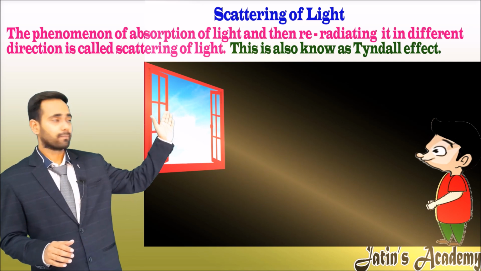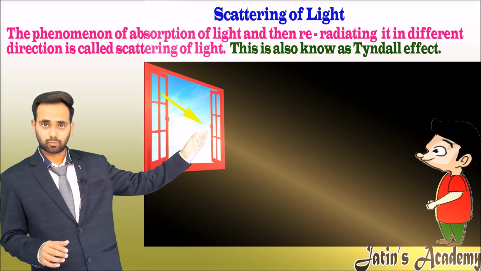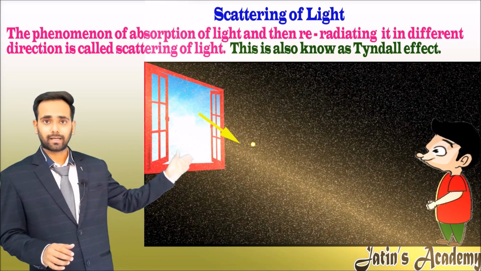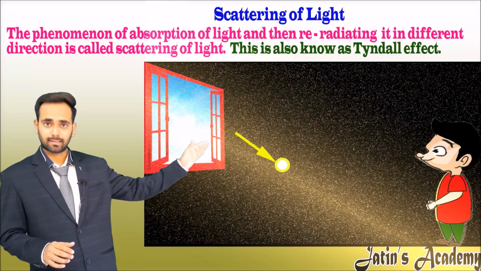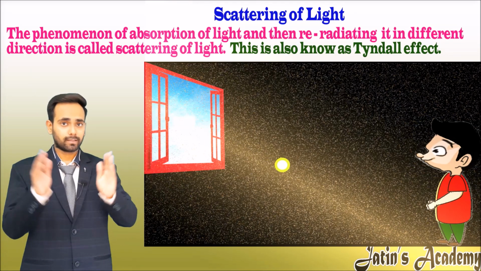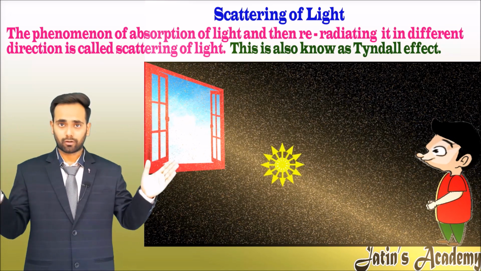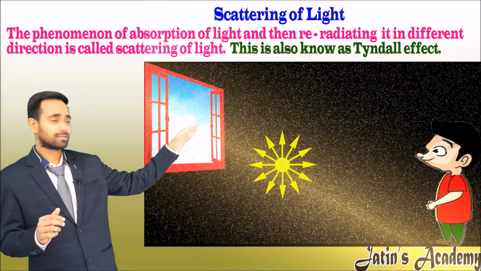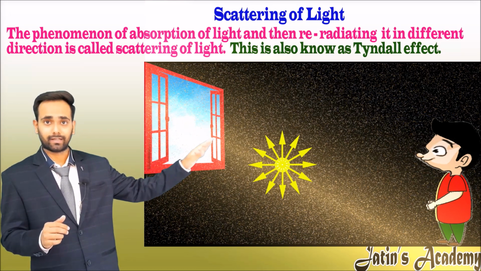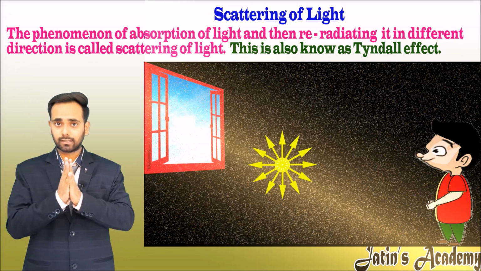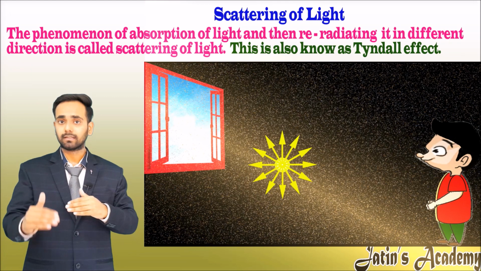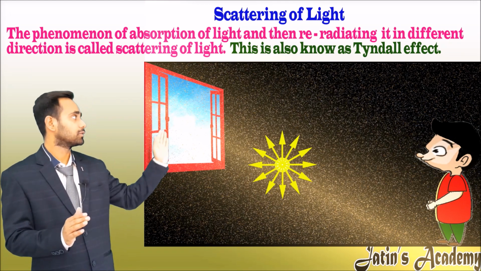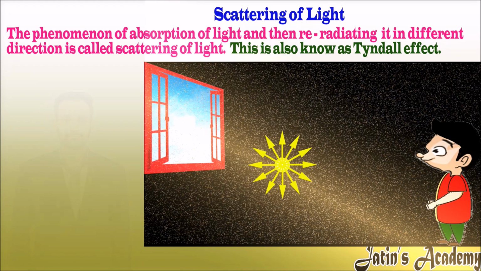When light comes from outside into the room, the dust particles present in the room absorb this light and then re-radiate it in all directions. Re-radiating in all directions means he is able to see that re-radiated light, and the particles or molecules make a path, and this path can be seen by the person.